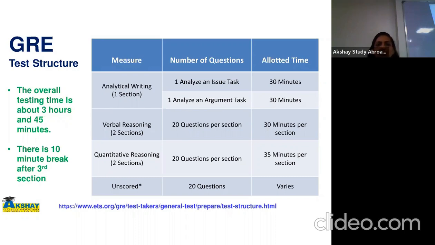So overall test duration is 3 hours 45 minutes. There is a break which is optional, a 10-minute break after the 3rd section, which is optional. Okay. So this is your approximate test duration.